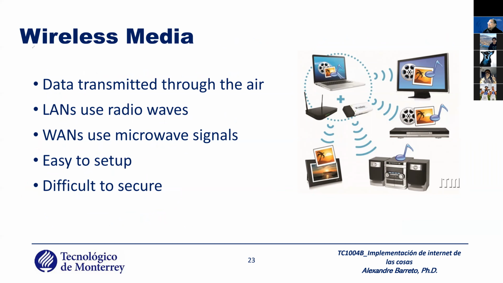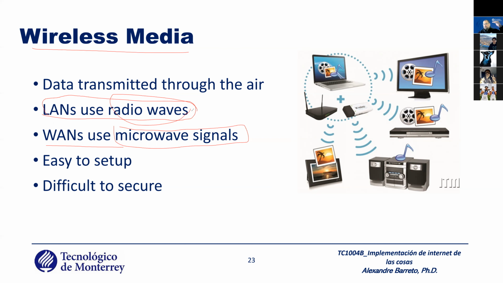I believe the final one is wireless. With wireless, data is transmitted through the air. For a local area network, you use radio waves, and you can use both cases: microwave signals or radio waves. Today you have technology like WiMAX, or for example 5G. You don't use microwave because with microwave you need to send the data in a line. You have the transmitter in one point and the receiver in another point, and you need to have a line of sight between the two.